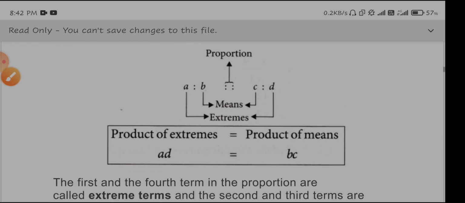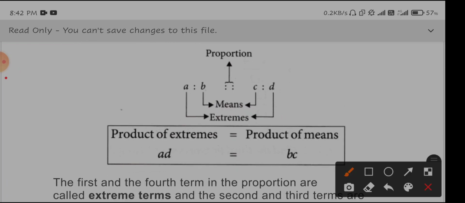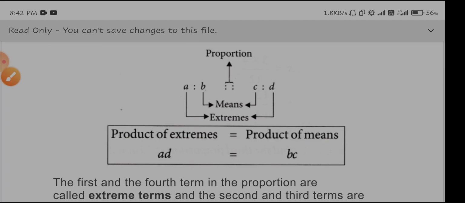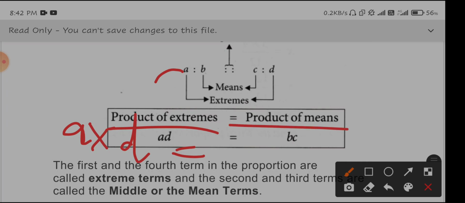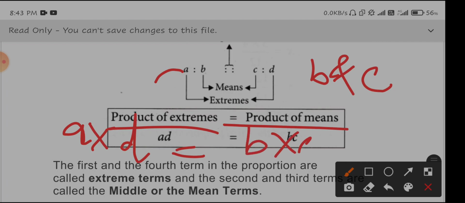If any two ratios are in proportion, then we can say that product of extreme is equal to product of means. Product means multiplication. So product of extreme means A multiplication D is equal to product of means. Which are the mean terms here? B and C are the mean terms. So product of B and C means B into C.